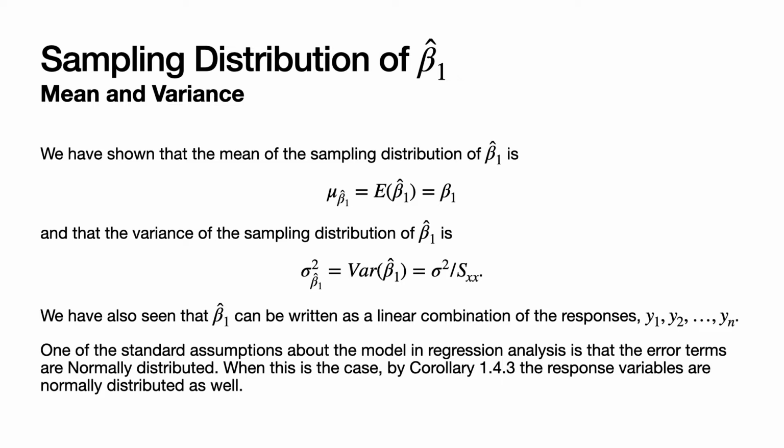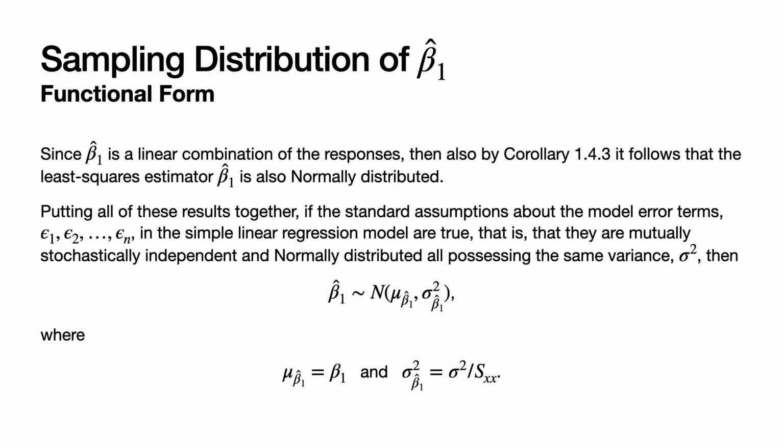One of the standard assumptions about the model in regression analysis is that the error terms are normally distributed. When this is the case, by corollary 1.4.3, the response variables are normally distributed as well. Since beta 1 hat is a linear combination of the responses, then also by corollary 1.4.3, it follows that the least squares estimator, beta 1 hat, is normally distributed itself.